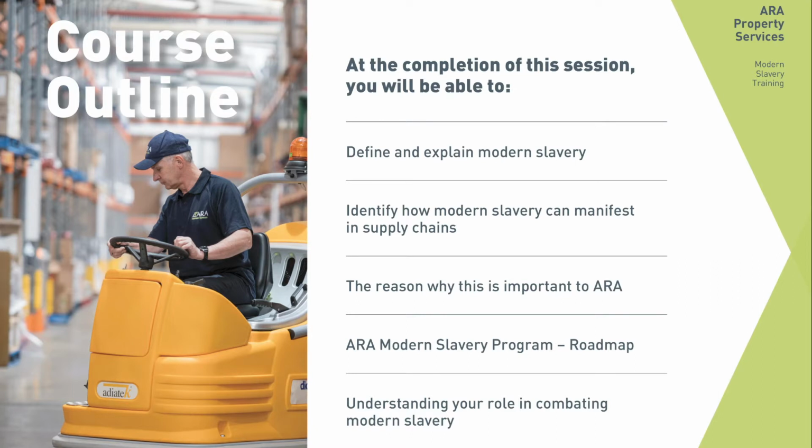Course outline. At the completion of this module, you will be able to define and explain modern slavery, what it means and what it encompasses. Identify how modern slavery can manifest in supply chains. The reason why this is important to ARA, the ARA Modern Slavery Program Roadmap, and understanding your role in combating modern slavery. Let's get started.